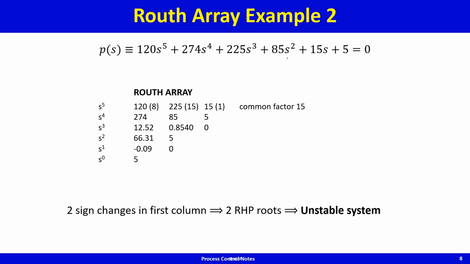By the way, look at this guy, all coefficients are positive, yet it is unstable. So a negative coefficient in the characteristic equation is a necessary but not sufficient condition for instability. You can have systems that have all positive coefficients in the characteristic equation and yet they can be unstable. This is one such example. Root array is the necessary and sufficient condition. If all the elements of the first column of the root array exhibit no sign change, have the same sign, then that characteristic equation is stable, or the system corresponding to that characteristic equation is stable.